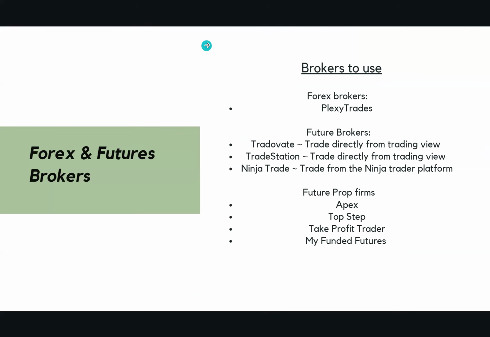Now, brokers to use. I already linked Plexi Trades for you guys. For futures brokers, you can use Tradovate. That's the one that I like to use. You can trade directly from TradingView. TradeStation also lets you trade directly from TradingView. There's NinjaTrader, which has its own separate platform. I don't use NinjaTrader.